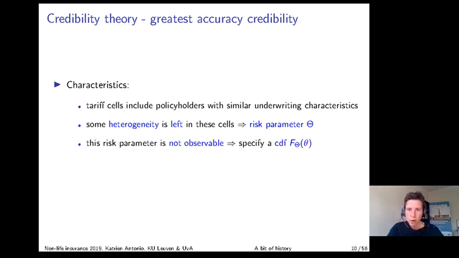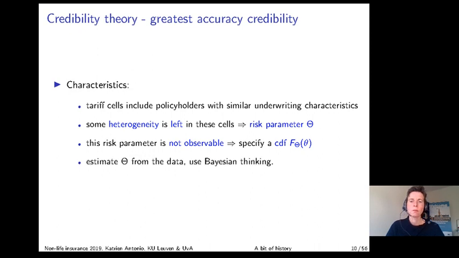This variable is not observable, it is random, and it captures the unobservable characteristics of the risk insured. And we assume that this random variable follows a certain cumulative distribution function denoted here with F theta. We will estimate this risk variable and its distribution from the available data.